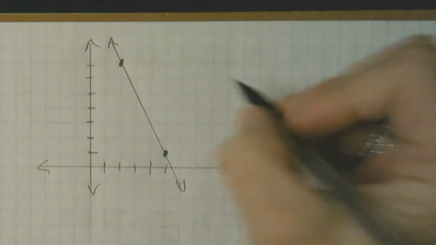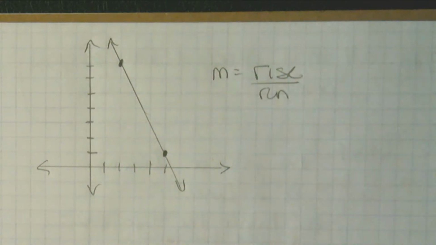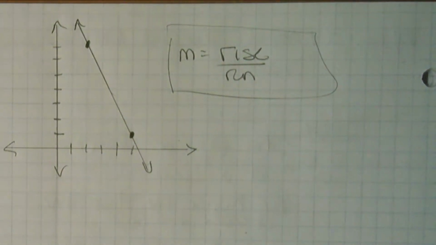So you're given a graph. So you should simply be using rise over run. That's your formula. Write that down. Anytime you have a graph and you're finding slope, write m equals rise over run.